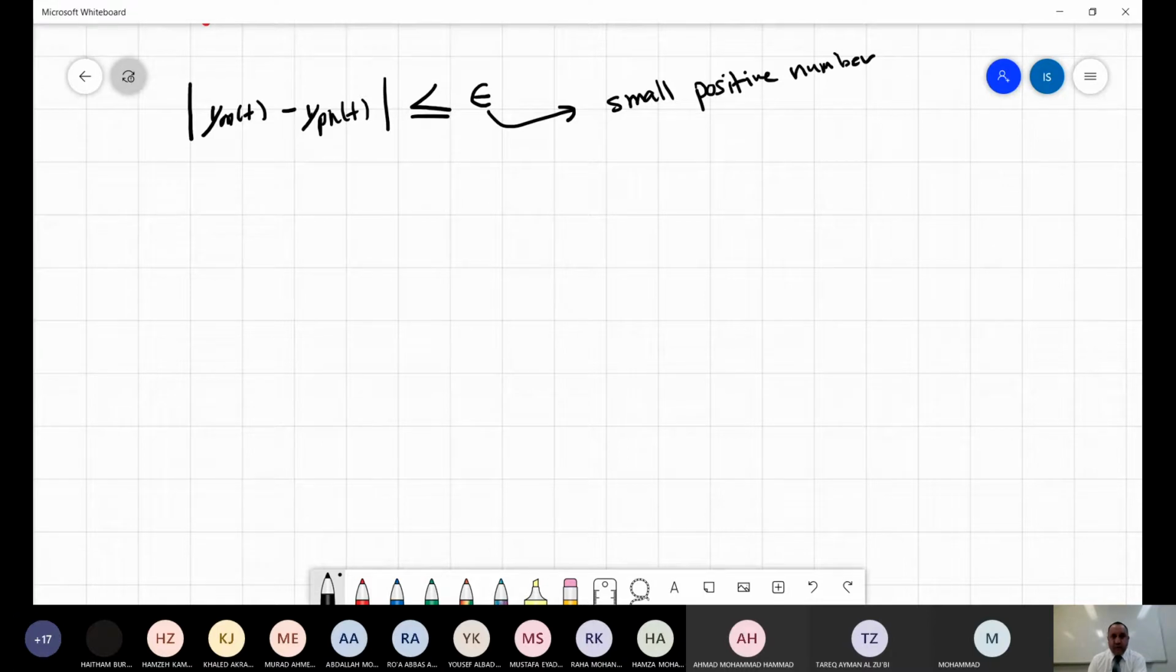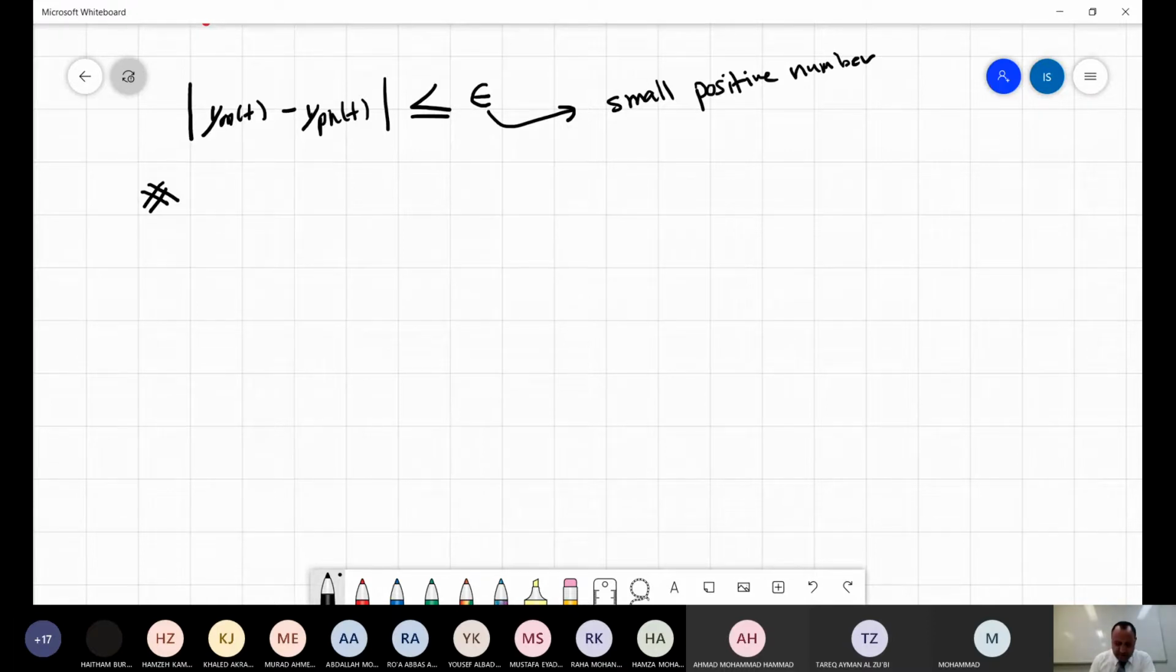Now this one can be 1%, 2%, 3%, less than that or greater than that, according to the application. So simply now, while doing the modeling, we have two things to think about. The first one is the complexity of the model, and the second one is the accuracy of the model, correct?